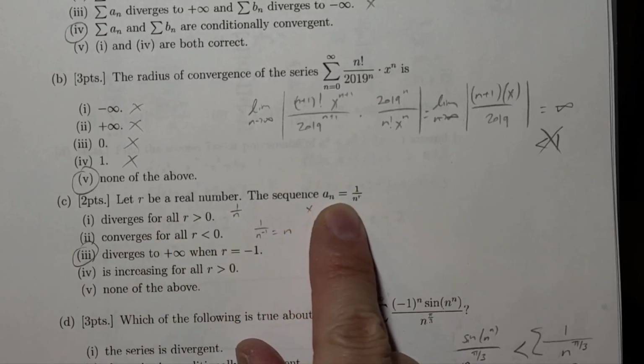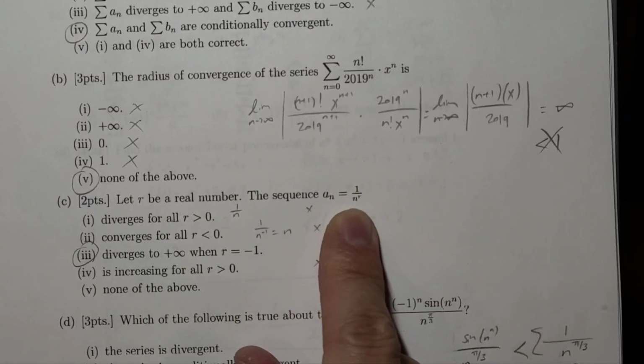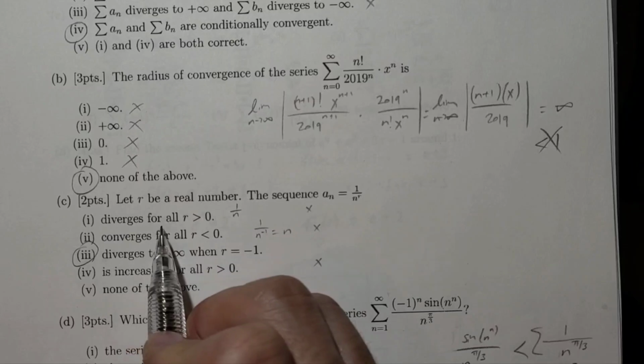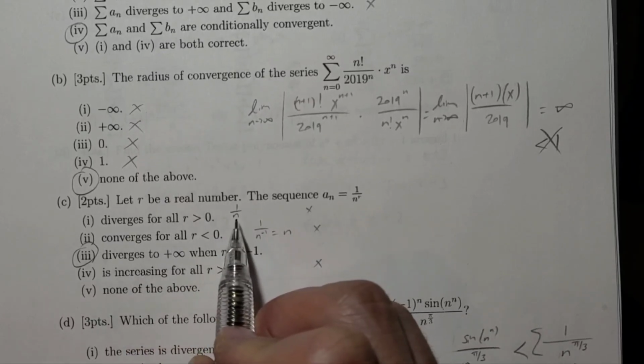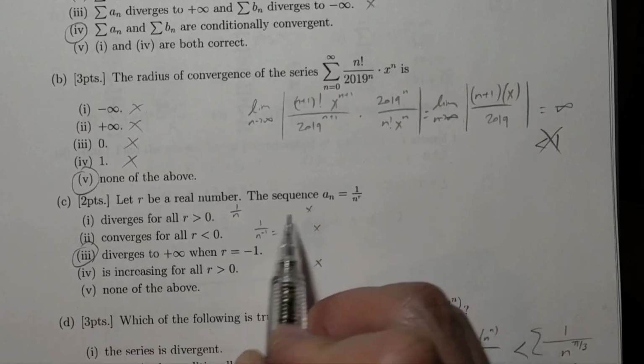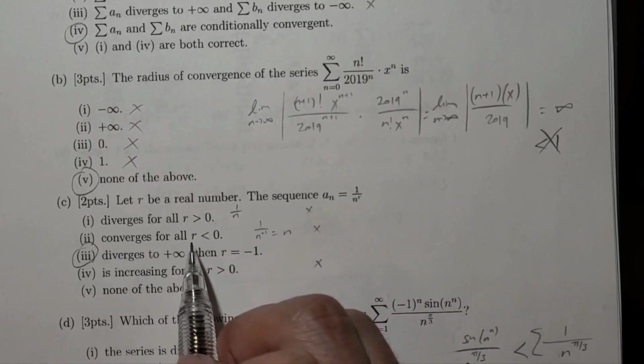The sequence a sub n equals 1 over n to the r. Which one's true? Does the sequence diverge for r greater than 0? So let's pick, for example, r equals 1. Does the sequence converge if we take the limit as n goes to infinity? It does. So it doesn't diverge. Cross that one out.